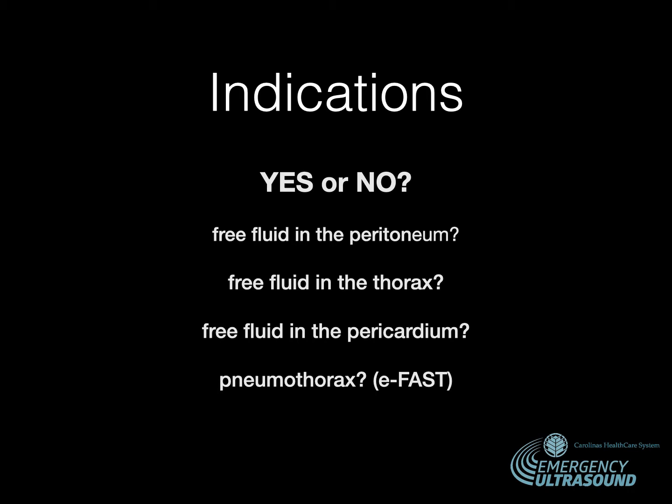So we do this to look for free fluid in the peritoneum, free fluid in the thorax, free fluid in the pericardium, and with the EFAST, we also look for a pneumothorax.